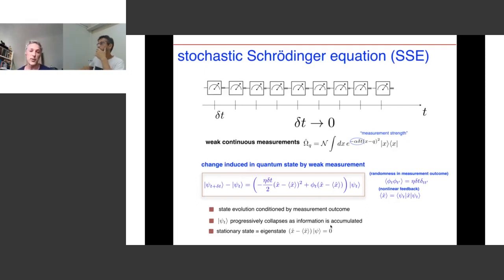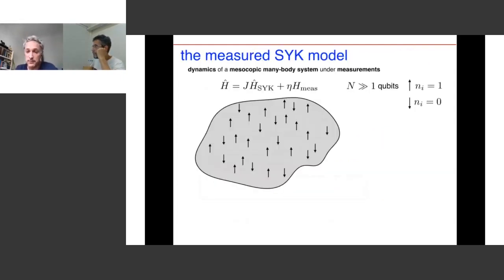And one can convince oneself that this actually describes, if you only have measurement, the progressive collapse as information is accumulated. So instead of having the projective measurement, the immediate collapse, if you only look at this stochastic Schrödinger equation, it will just describe your progressive collapse, meaning that the stationary state that is finally achieved is just an eigenstate of the measurement operator. And now this brings us to the problem of what we want to do.